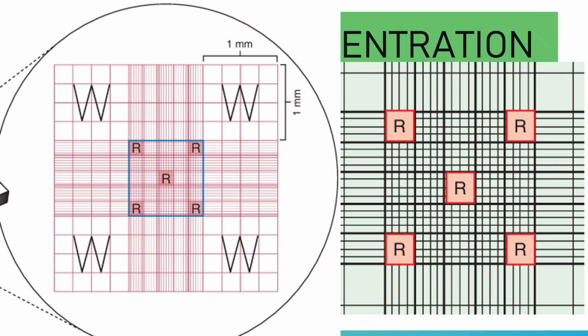Please note that the four corner squares are considered as your four large squares for WBC counting. These WBC squares are subdivided into 16 squares. Please note that this is not our concern.